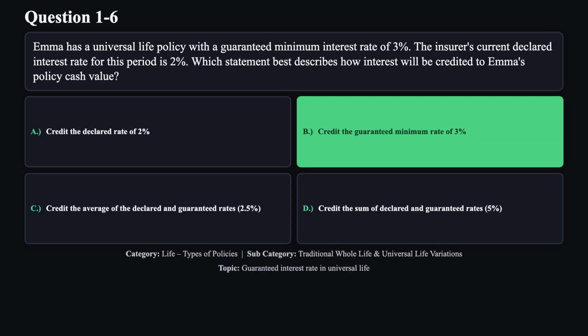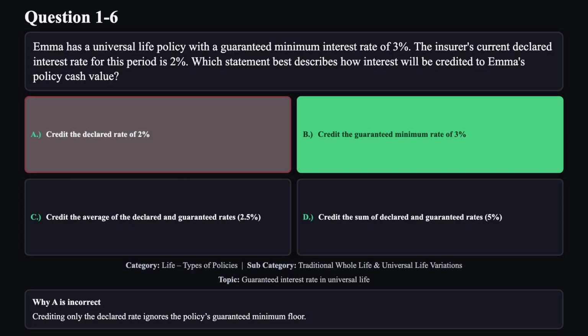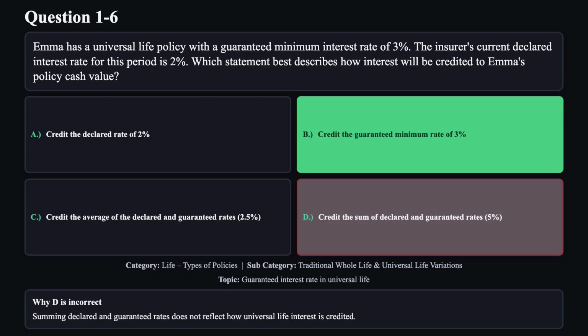The correct answer is B. Universal life policies credit the higher of the declared interest rate or the guaranteed minimum rate. Since the declared rate is 2%, which is below the 3% guaranteed minimum, the policy is credited at 3%. Reason A is not correct. Crediting only the declared rate ignores the policy's guaranteed minimum floor. Reason C is not correct. The policy does not average the declared and guaranteed rates for crediting. Reason D is not correct. Summing declared and guaranteed rates does not reflect how universal life interest is credited.